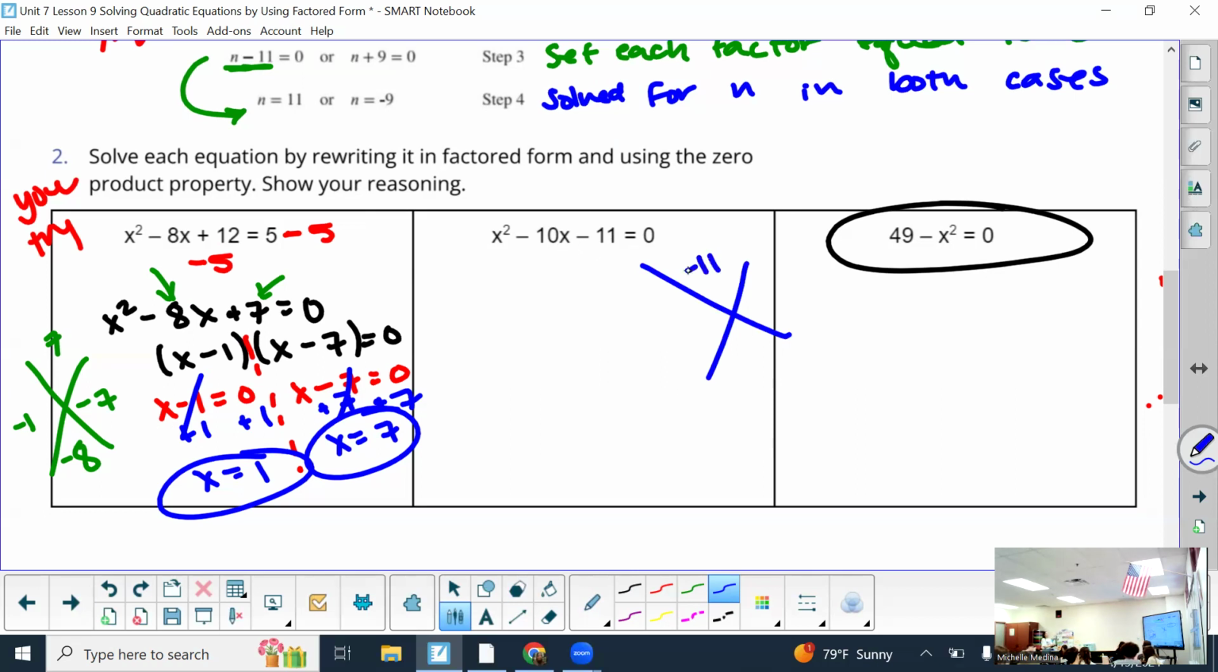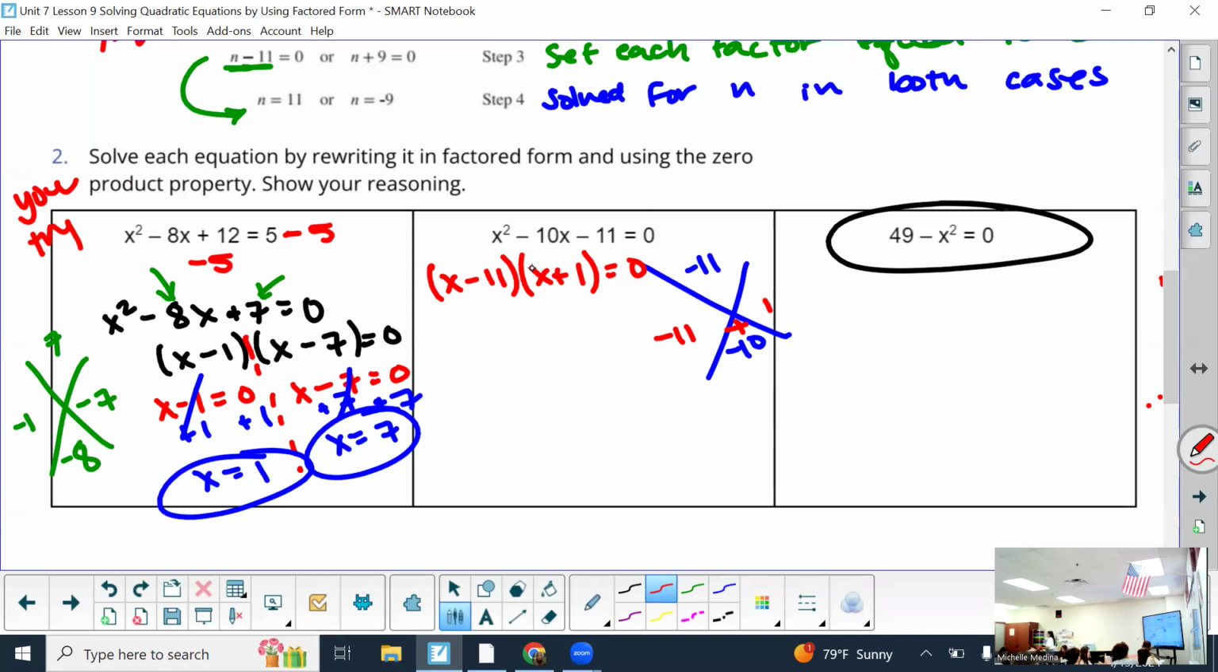I need two numbers that multiply to negative 11 but add to negative 10. Negative 11 and positive 1 do that. The factors of 11 are only 1 and 11, so because it's a negative, you just have to play around with that negative sign until it makes the entire thing true. It has to add to negative 10 as well. So here's my factor form: x minus 11, x plus 1 equal to 0.